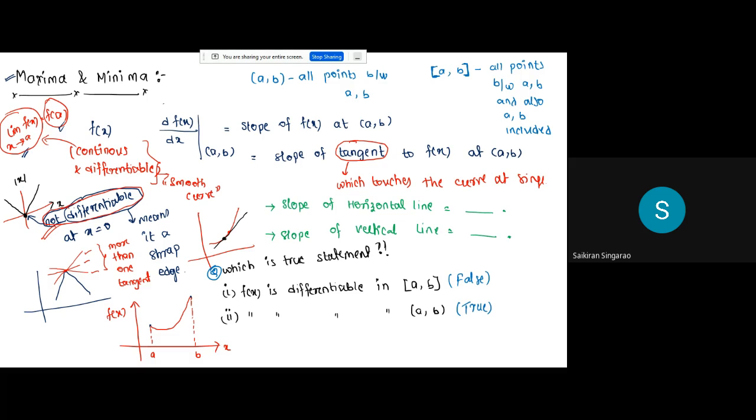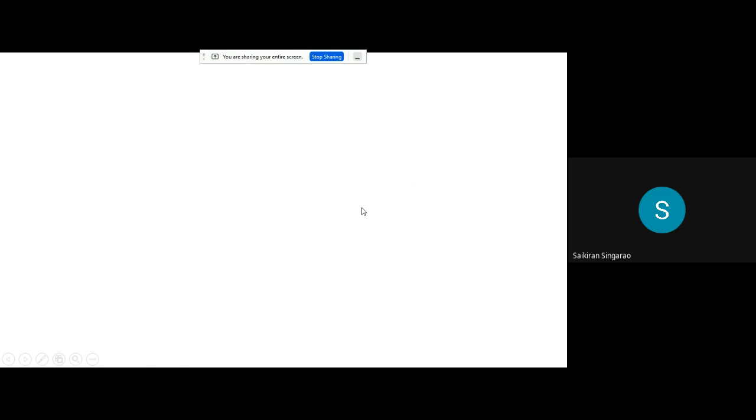Slope of a horizontal line is... horizontal line means how does it look like, sir? Is the x-axis a horizontal line or is the y-axis a horizontal line? Let me write two scenarios like this. What is the slope of this line 1? What is the slope of this line 2?